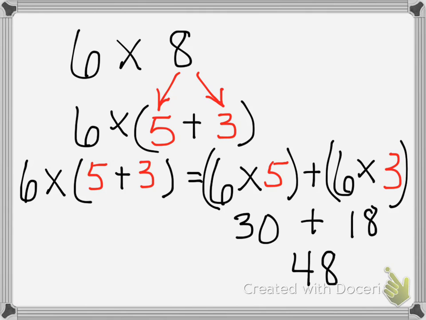I find the product of 6 times 5, that gives me 30, and the product of 6 times 3, that gives me 18. I then have to add the 2 addends, 30 plus 18, and that will give me the answer of 48.